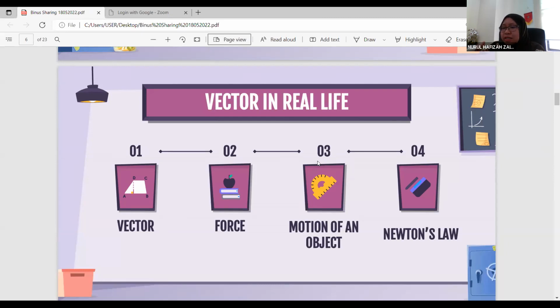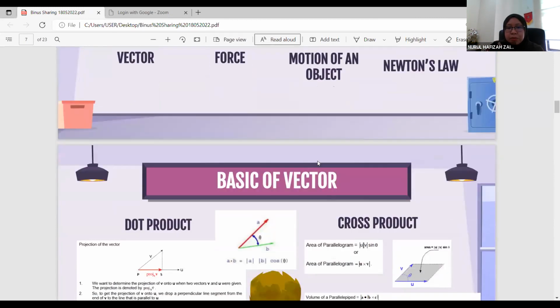So when there is a force, there is energy because of a movement, because of an action. So there must be a force, and that force is from a vector. So when there is a motion and you have a vector, you have a force, then scholars will introduce some law or some theory. One of the famous theories is Newton's law. I will explain this later on.